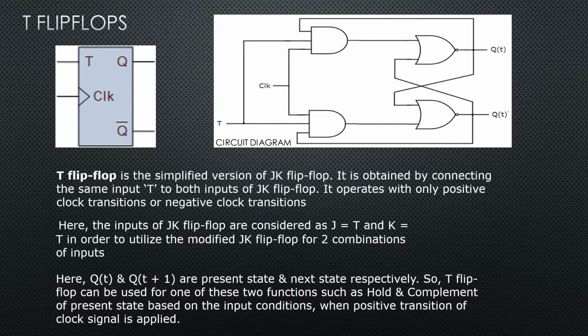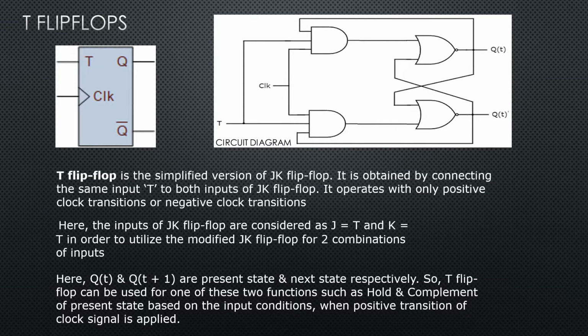T flip-flop. The T flip-flop is a simplified version of the JK flip-flop. It is obtained by connecting the same input T to both inputs of the JK flip-flop. It operates with only positive clock transitions or negative clock transitions. Here, the inputs of the JK flip-flop are considered as J equal to T and K equal to T, in order to utilize the modified JK flip-flop for two combinations of inputs.